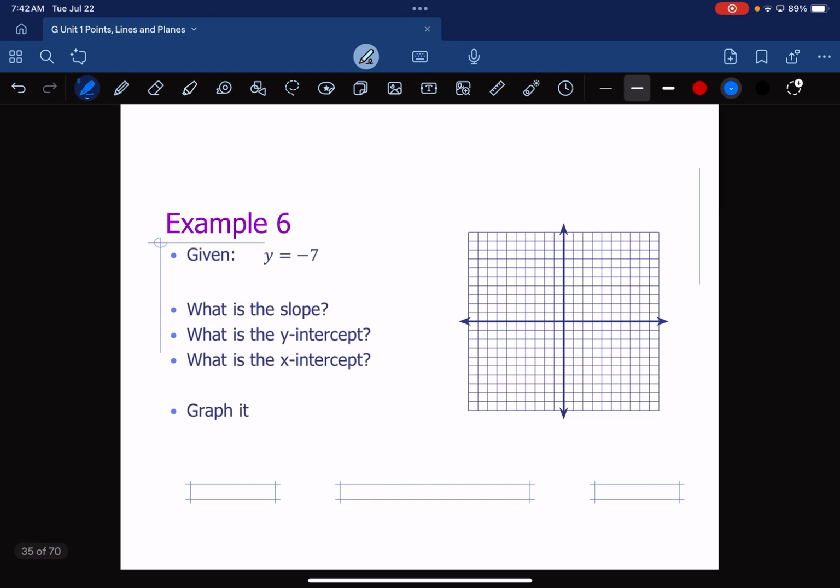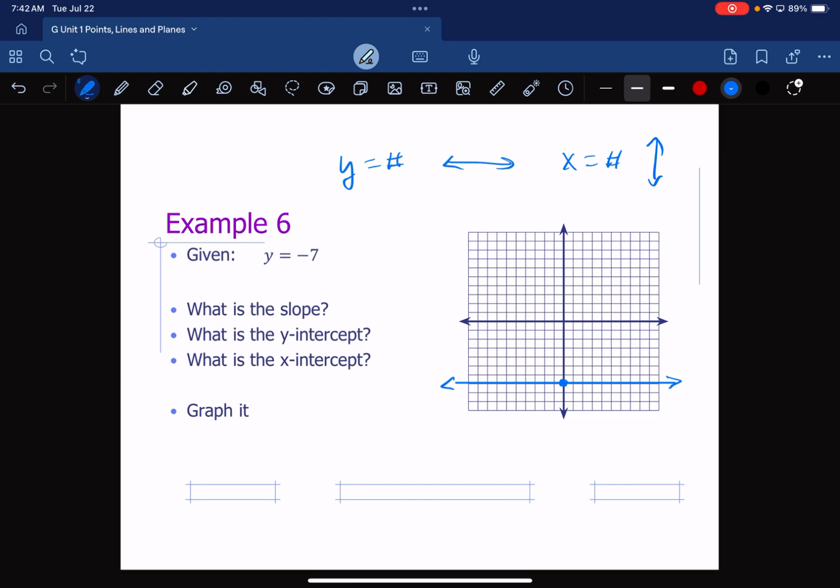Okay? You guys try this one. Pause the video, start it back up when you're ready. So hopefully you graphed y equals negative 7, remembering that y equals a number is a horizontal line and x equals a number is a vertical line. So y equals negative 7 means it simply passes through negative 7 on the y-axis. So it's going to look just like that.